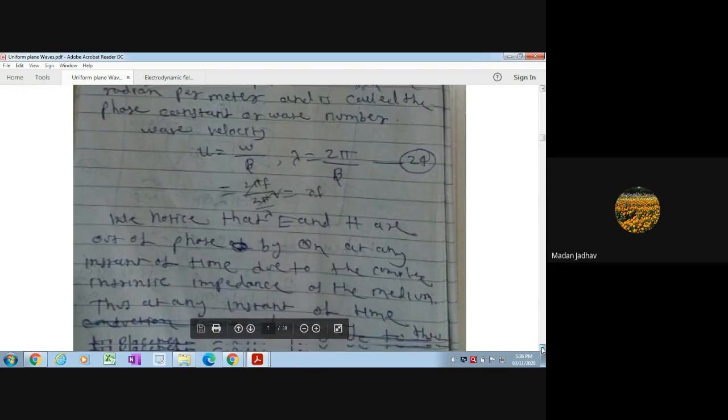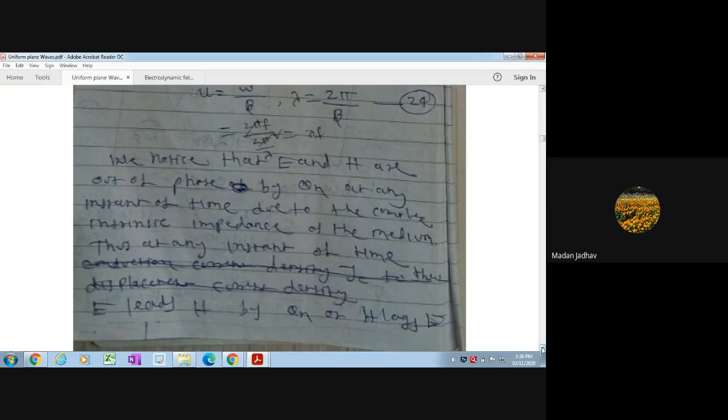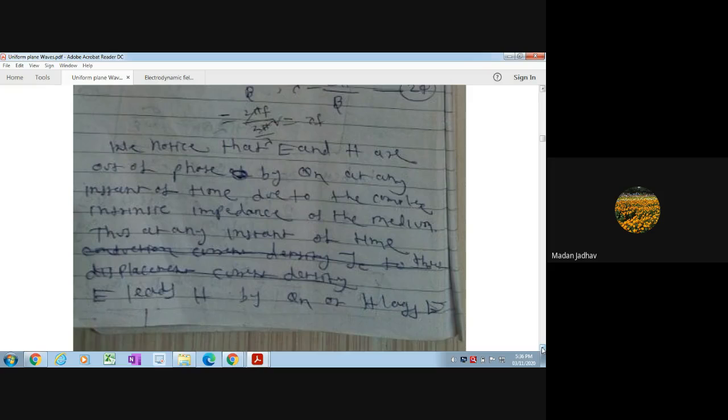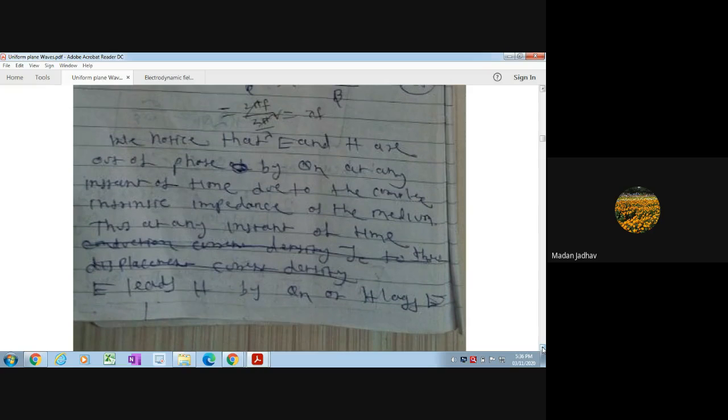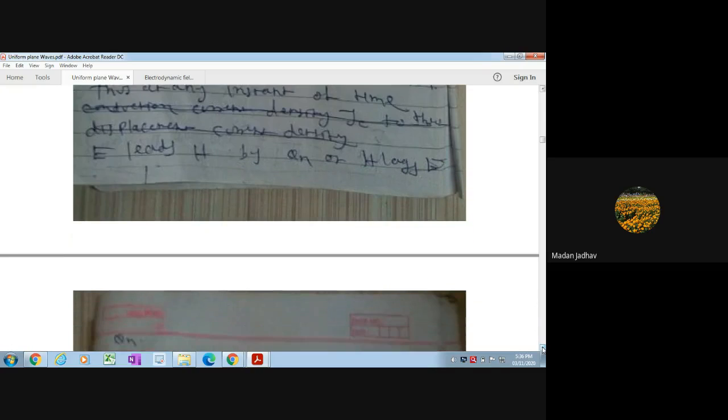Therefore E and H are out of phase by theta n, the phase angle. We have seen that the intrinsic impedance is nothing but the ratio of E and H, and E leads H by an angle theta whenever the wave is propagating through a lossy dielectric medium. Now another equation for the lossy dielectric medium is the magnitude of conduction current density to that of the displacement current density, which is equal to sigma Es divided by j omega epsilon into Es.